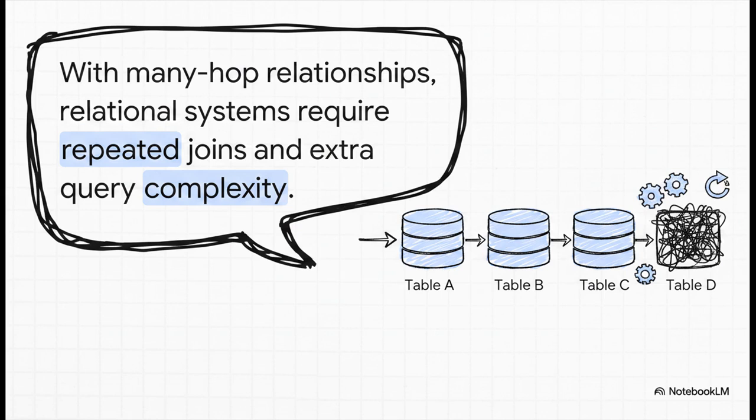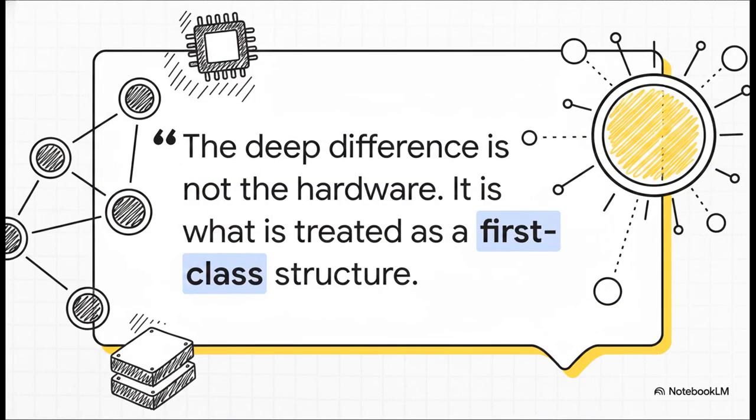Whoa, now all of a sudden you're chaining together these massive, complex joins. Every single hop in that relationship adds another layer of complexity. I mean, it still works, but it starts to feel really clunky, and it can get super expensive for the computer to figure out. And this right here, this brings us to the absolute core idea.